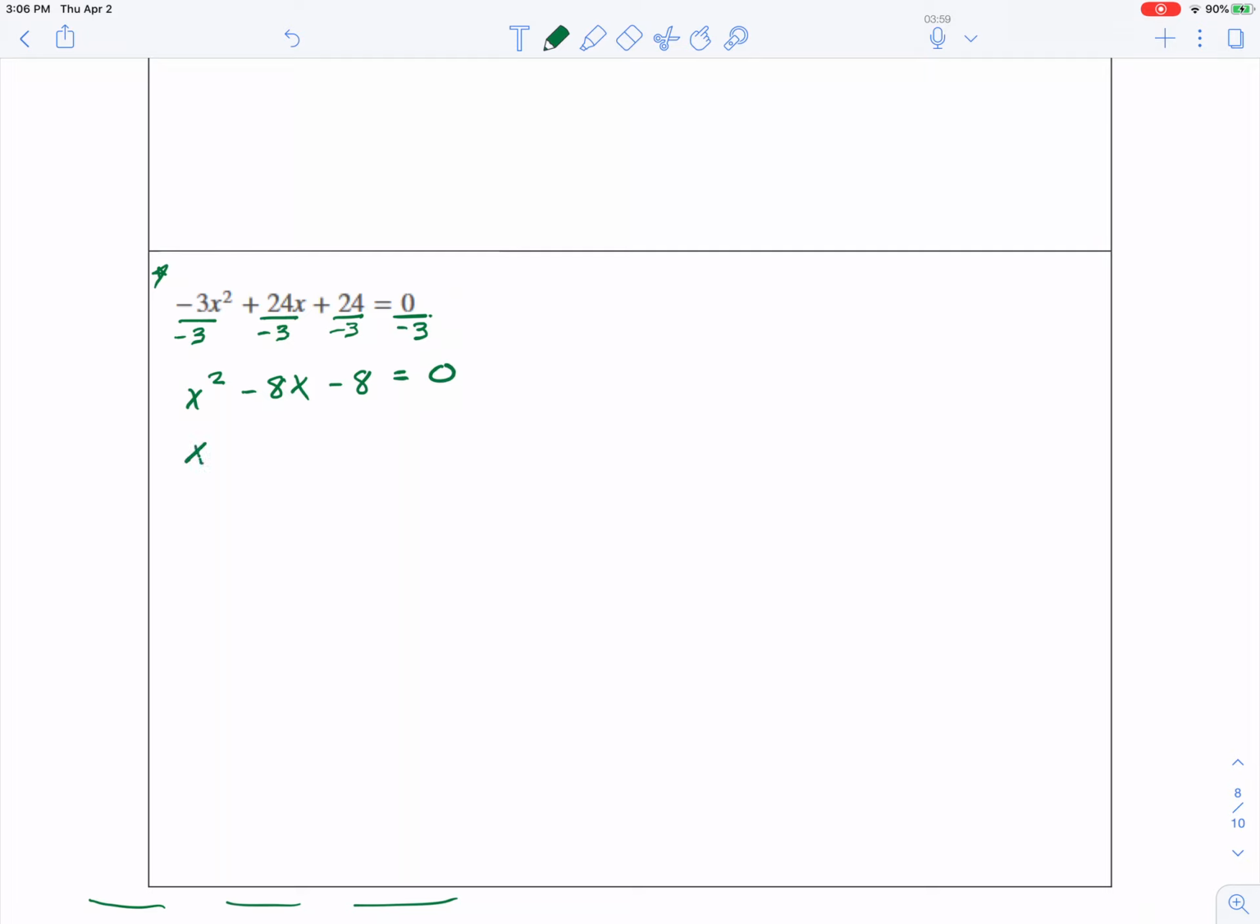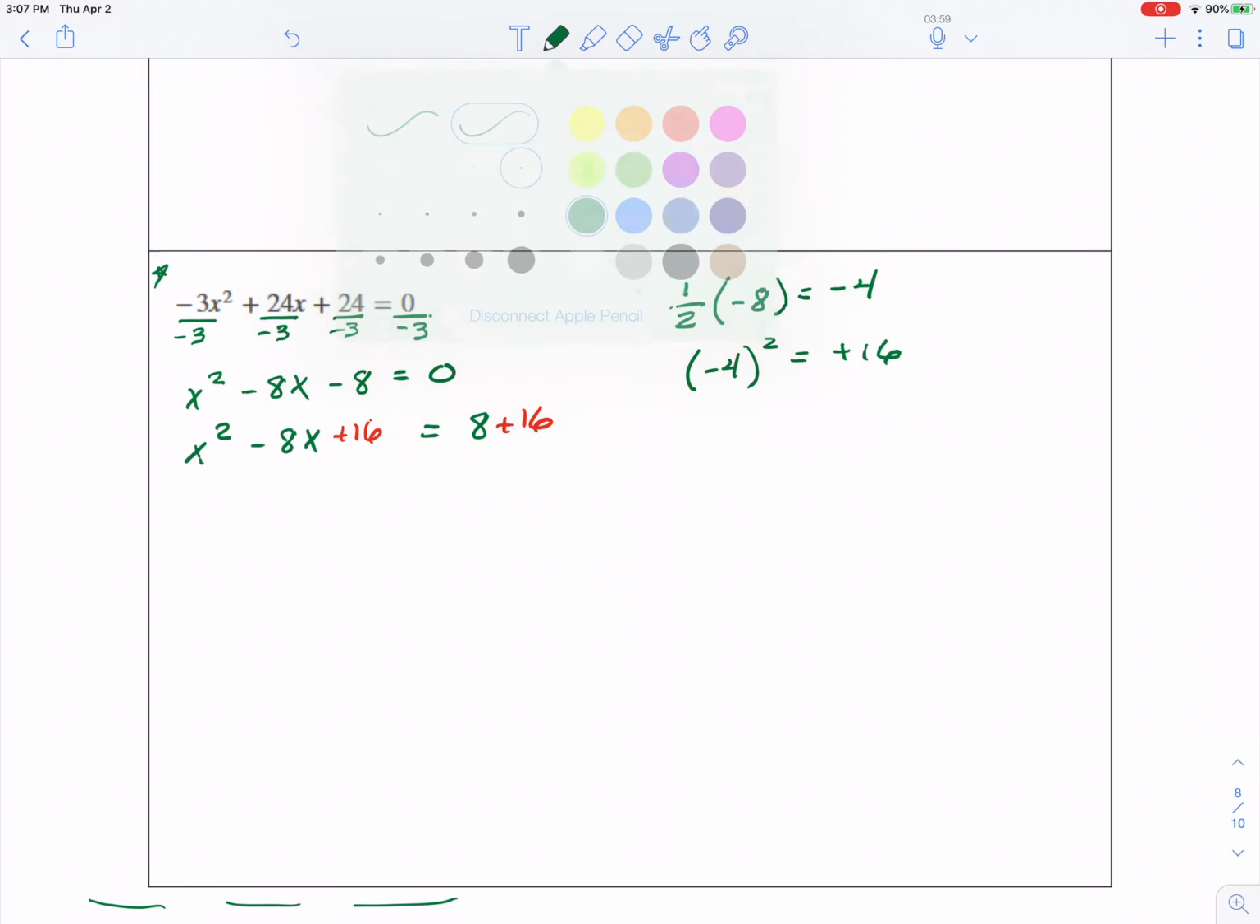Putting in the proper arrangement, move the 8 across by adding 8 to both sides. To complete the square, you take half of the negative 8 to get negative 4. And negative 4 squared is positive 16. And remember that positive 16 is what I add to both sides to maintain the balance.